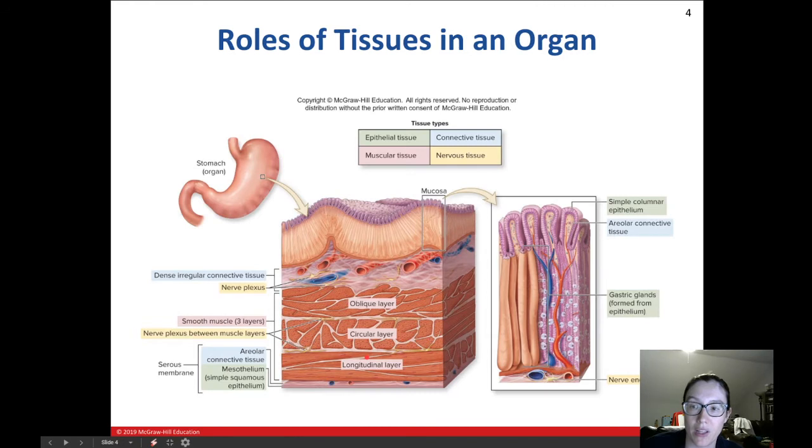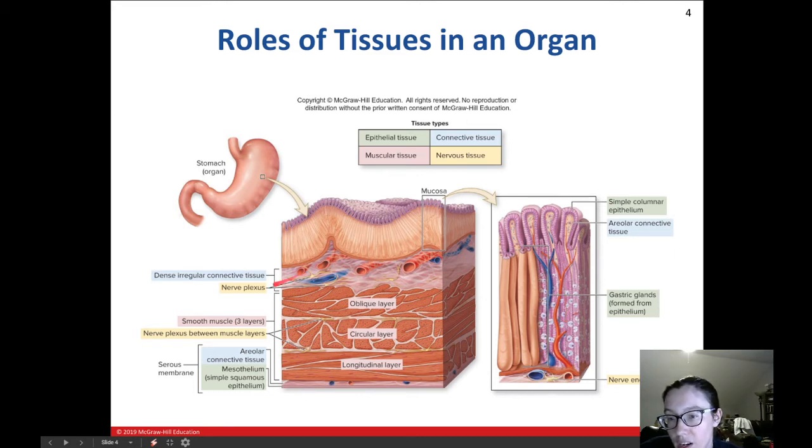So if we look at this picture here, everything highlighted in green is going to be epithelial tissue. We've got epithelial tissue on both the inside and the outside of the stomach. This is the outside, where if you were doing abdominal surgery, you'd see this. That's epithelium. That's going to be the visceral peritoneum, or the serosa layer. And then here we've got the epithelium that lines the inside of the stomach, a simple columnar epithelium, and it forms these gastric glands. Remember that epithelial tissue forms all the glands, so whenever we have these gastric glands, that's made of epithelial tissue.